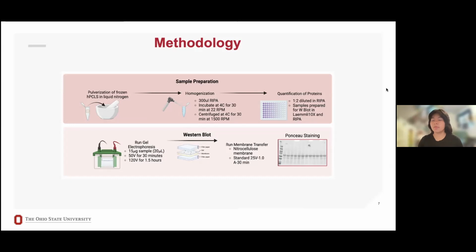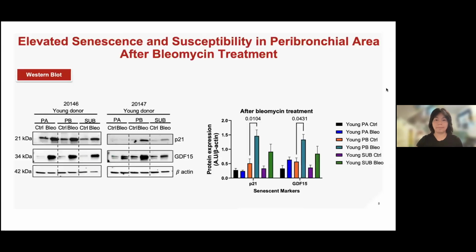We then went ahead and quantified these proteins using a 1:2 dilution in RIPA. And then we prepared these samples for Western blot using Laemmli 10X and RIPA. We then ran the gel electrophoresis and we loaded 15 micrograms of samples, which was around 20 microliters. We ran it at 50 volts for 30 minutes and 120 volts for 1.5 hours. We then used a nitrocellulose membrane for the membrane transfer and used our standard procedure, 25 volts, 1 amp for 30 minutes. And you can see here an example of the Ponceau staining for one of the membranes we ran.